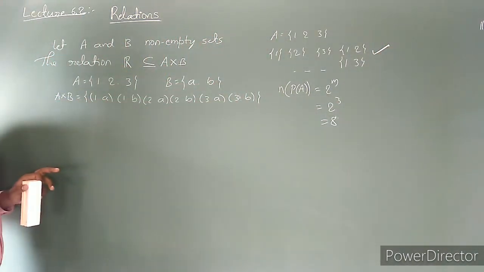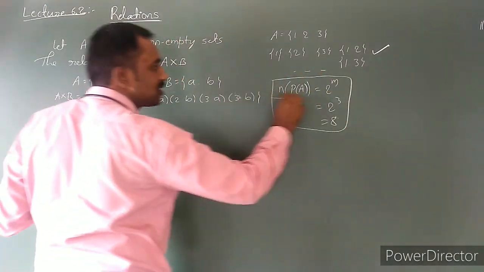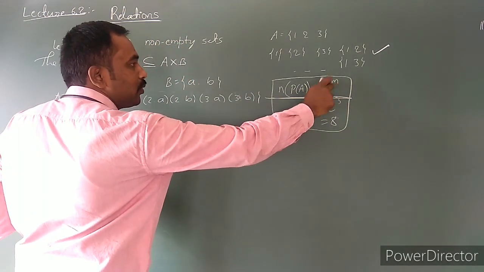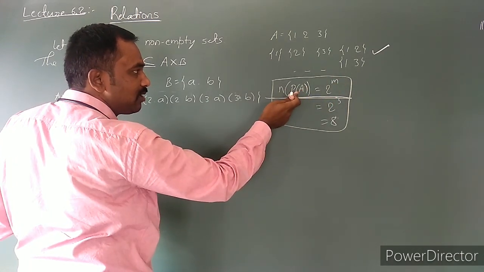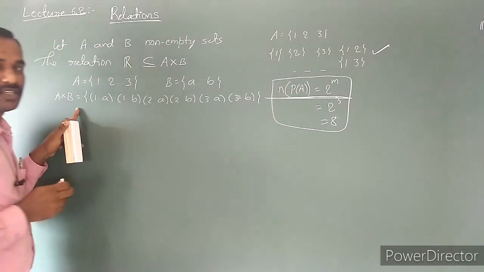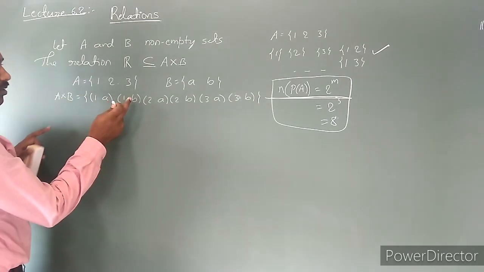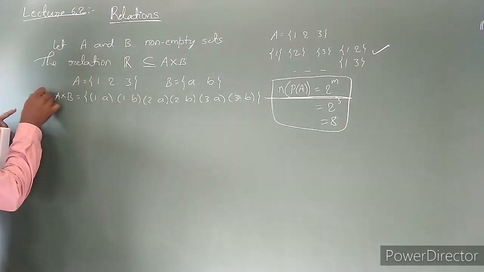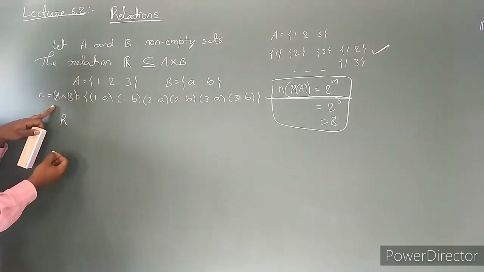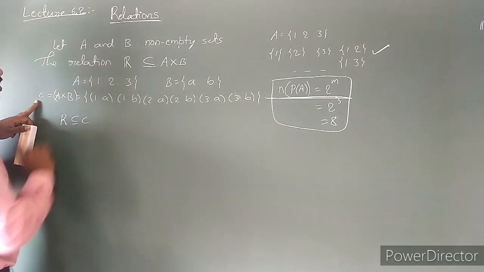Here, how many subsets can we write? This is the formula to find the number of subsets: 2 power m, where m is the number of elements present in the set. Here, what is the original set? Here it is the Cartesian product, because a relation is a subset of the Cartesian product. Are you clear?